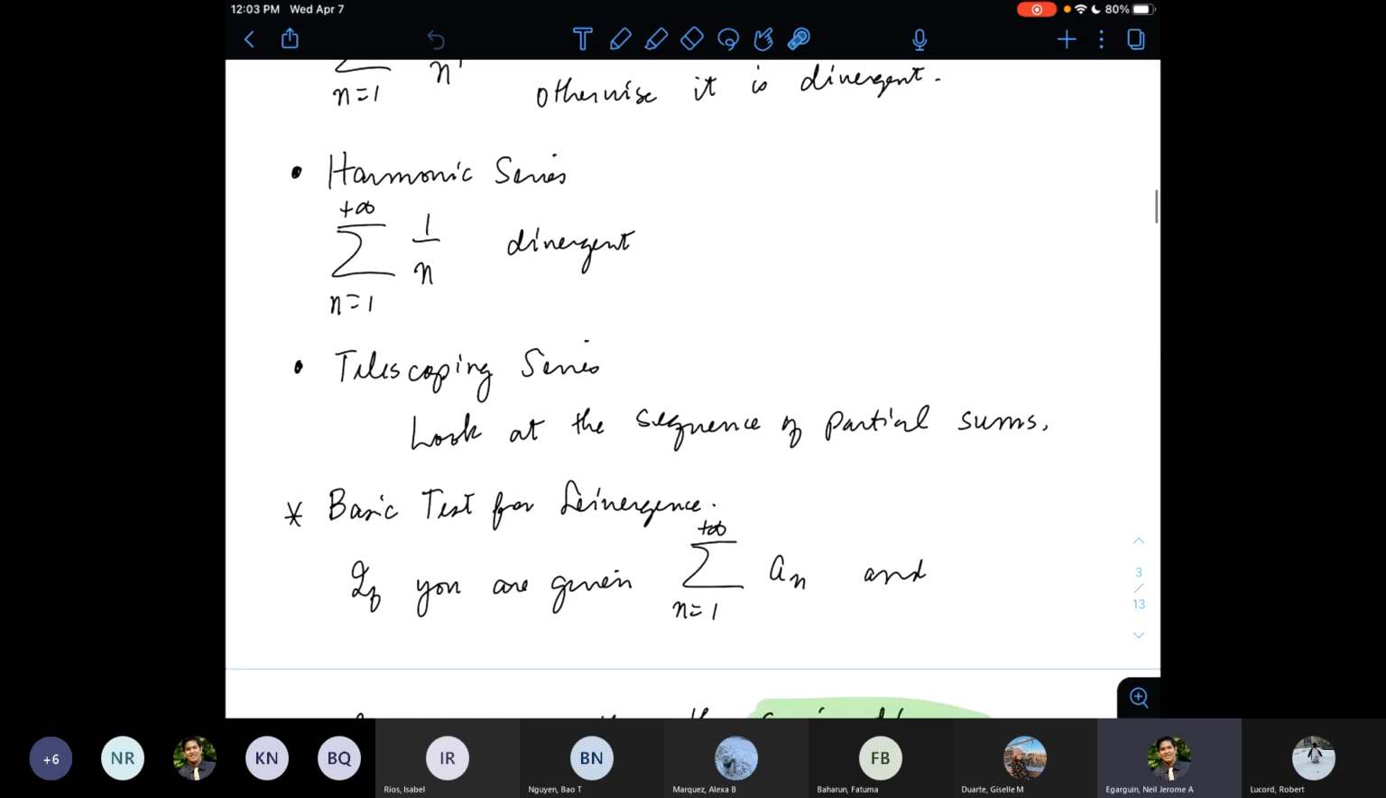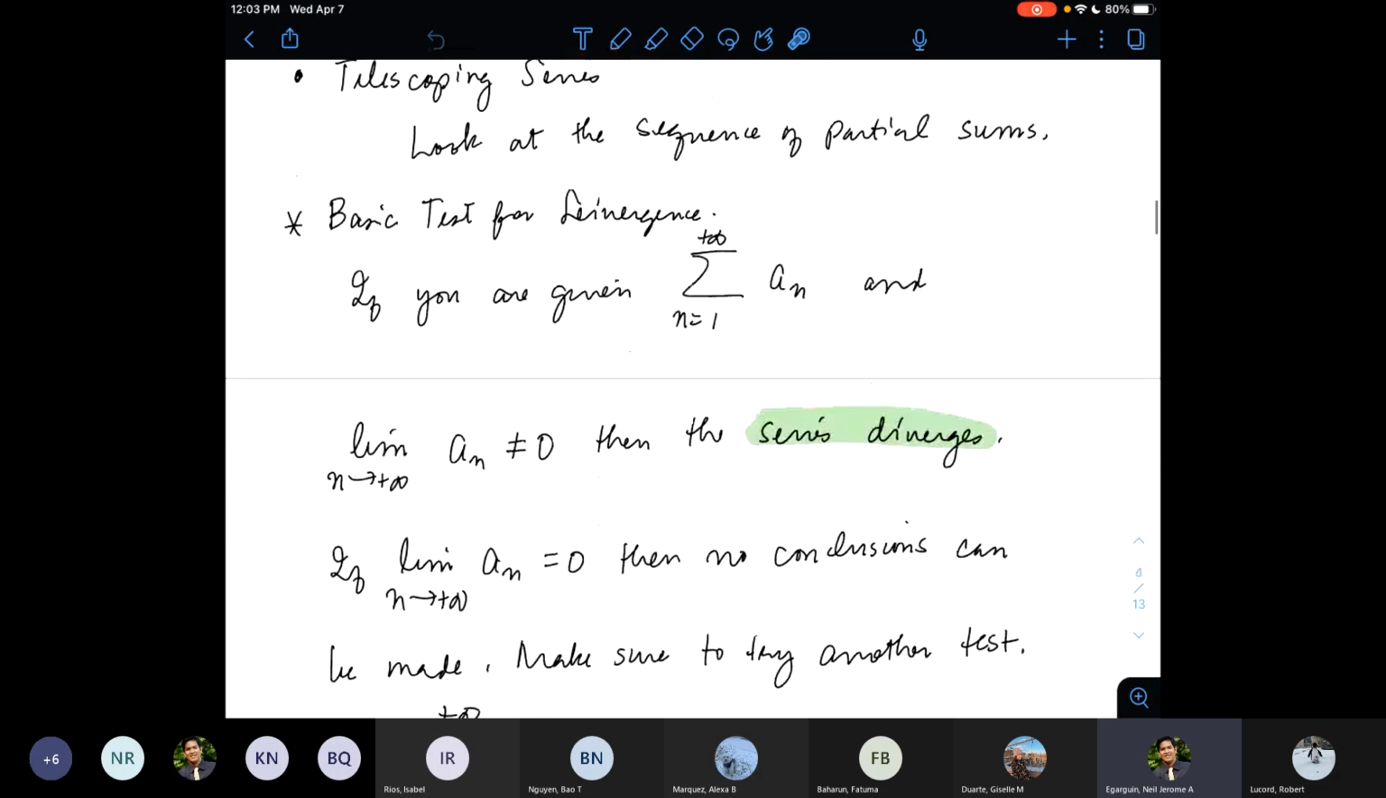Okay. And then we also had our first true test for convergence or divergence, the basic divergence test, which tells us all we need to do is to look at the limit of a_n, take the limit of whatever is inside the summation as the index variable goes to positive infinity. If the limit is not equal to 0, then the series diverges. And I hope you can visualize why that is the case.